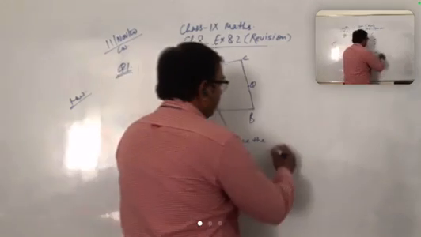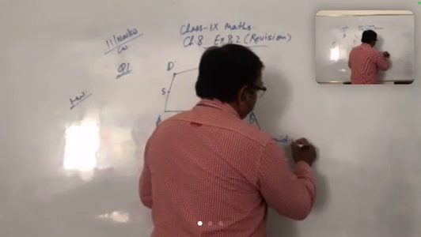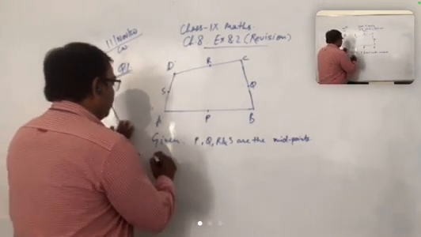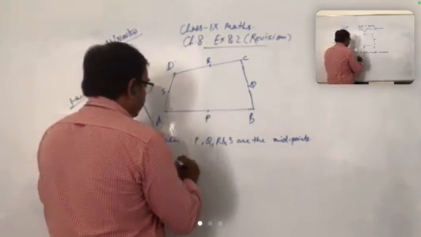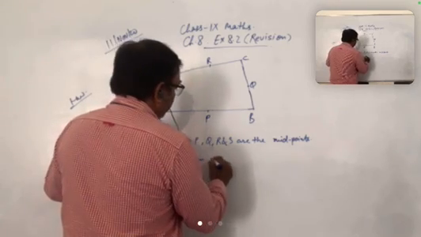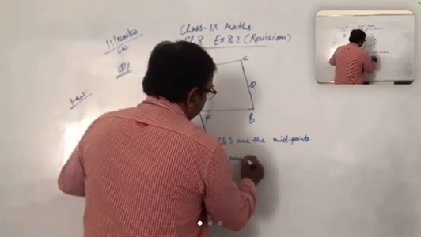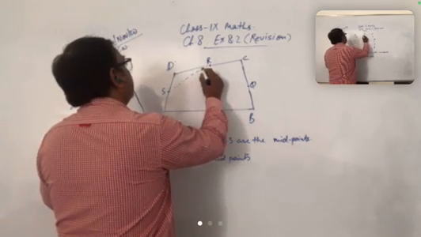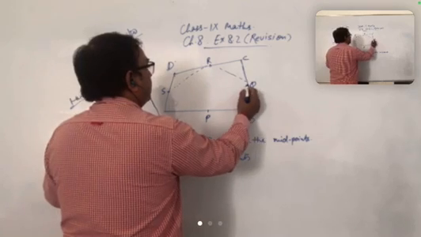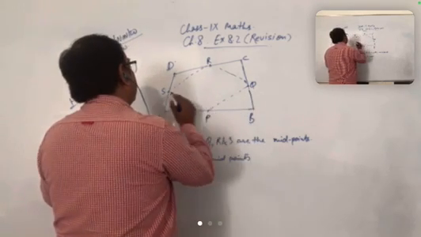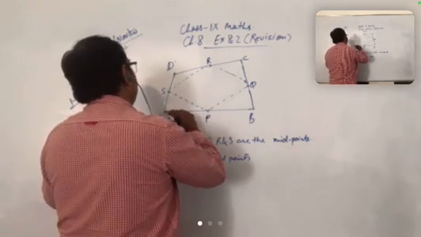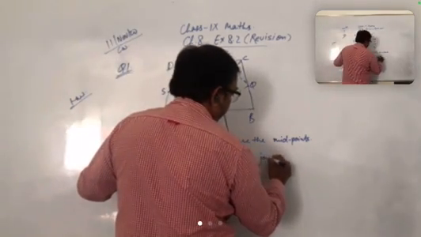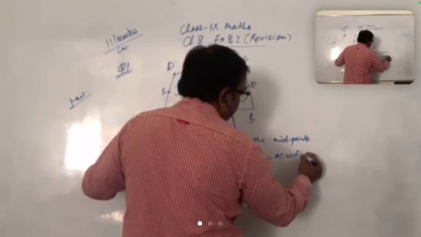P, Q, R, S are the midpoints of the respective sides. Then the construction is to join the midpoints. And we can draw a diagonal, join AC as a diagonal also. Join AC as diagonal.